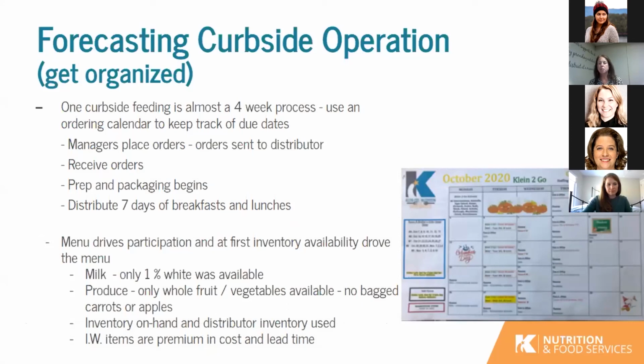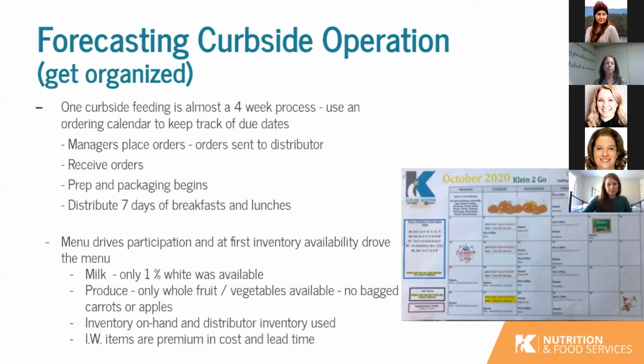For those looking to do curbside, your forecasting is so far out. One curbside feeding is almost a 4-week process. We developed an ordering calendar specifically for our curbside operation, or our Klein to Go as we call it, that had to be separate from our regular on-campus operation because the ordering dates and usage dates were totally different, and it was confusing to run both programs.